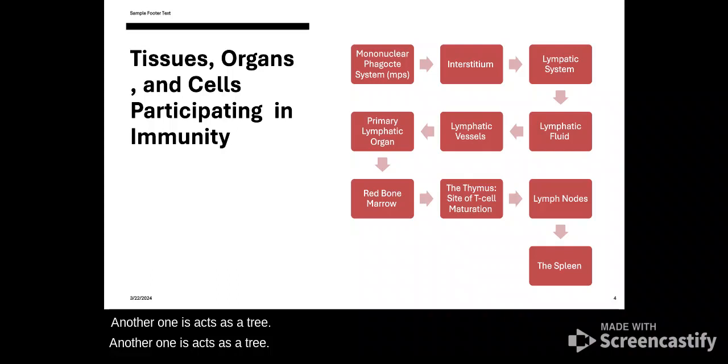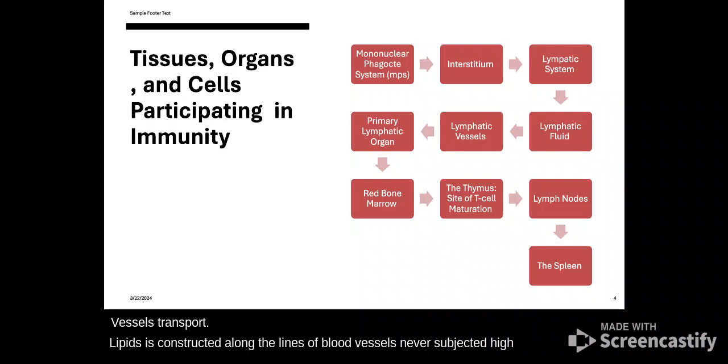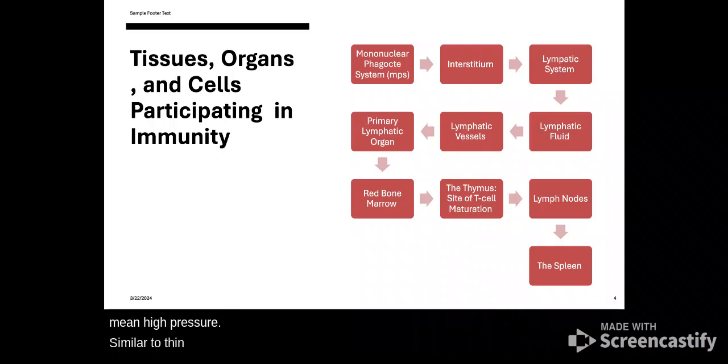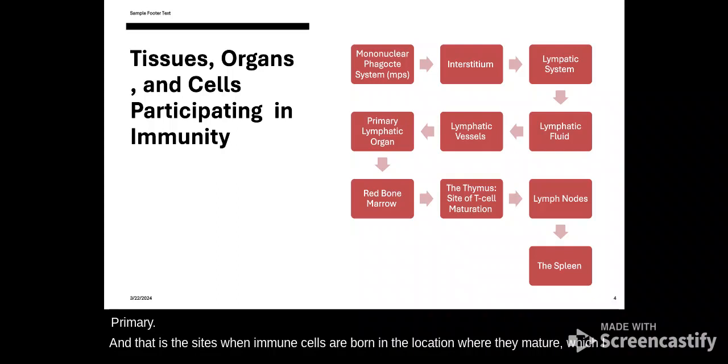Lymphatic vessels. Vessels transport lipids and are constructed along the lines of blood vessels, never subjected to high pressure, more similar to thin-walled veins than to thicker-walled arteries. Primary organs are the sites where immune cells are born and the location where they mature, which I think was interesting because I didn't know that.